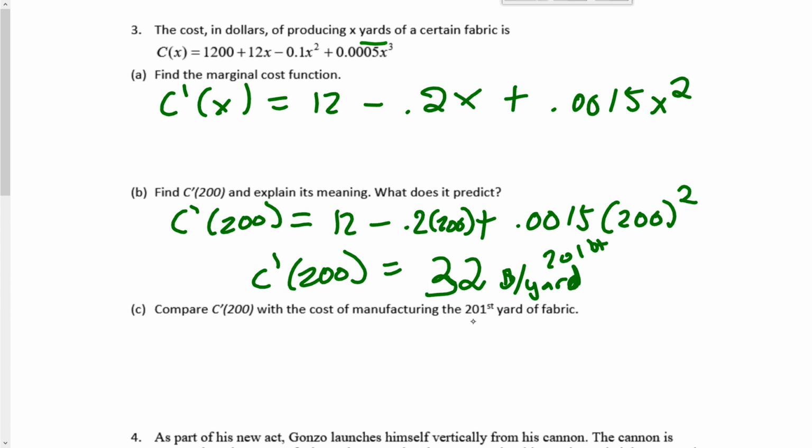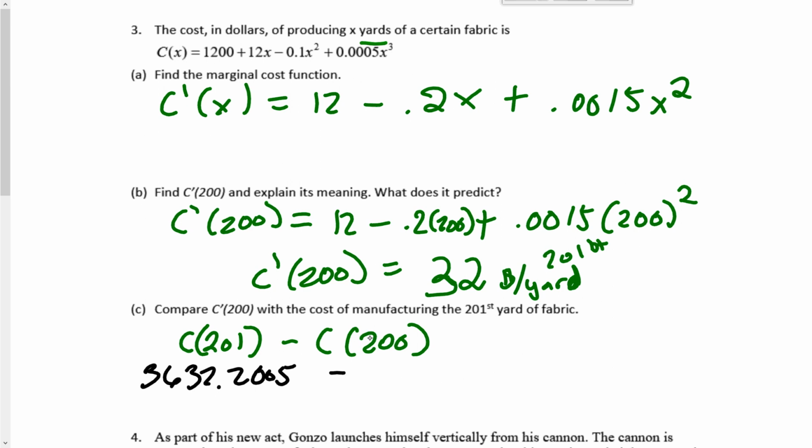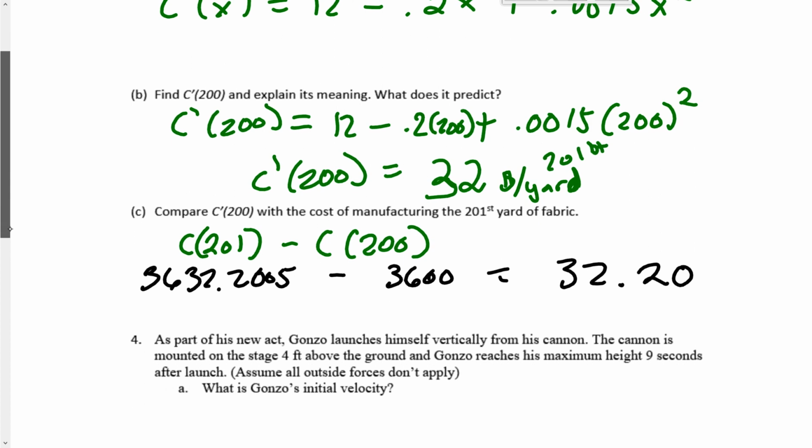Now it wants to compare that number to the cost of the 201st yard of fabric, meaning that I want to plug 201 into the original cost function, how much it costs to produce 201 yards total, and then subtract from that the cost of producing 200 yards. So what it costs to produce that next yard. So we plug that in, and we get 3,632.2005, and then we subtract plugging in 200, and for 200 we get 3,600. So it cost us $32 and about 20 cents. So it's a little different from that, but pretty close. So using the cost function versus using the marginal cost function is pretty close.